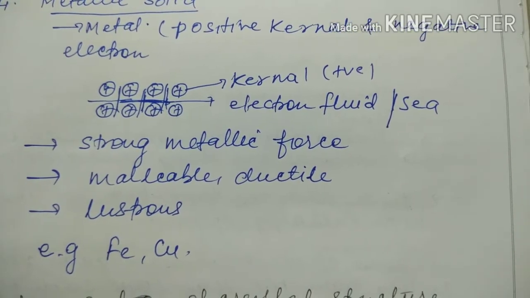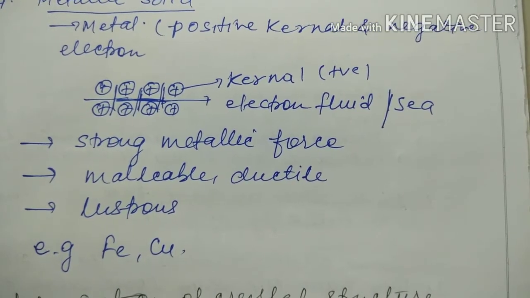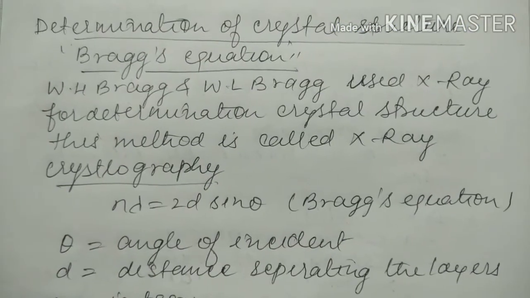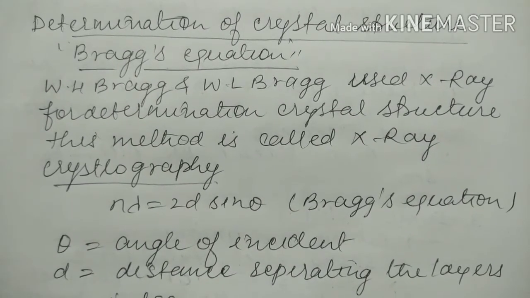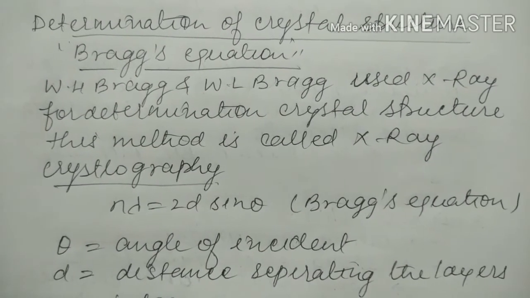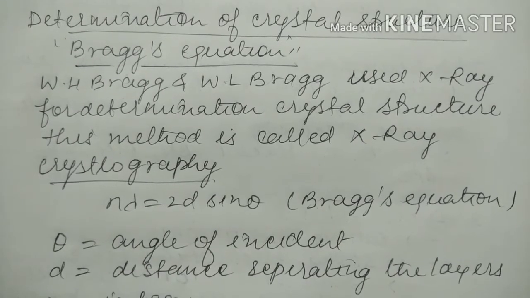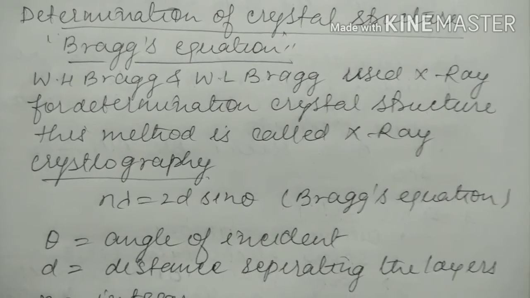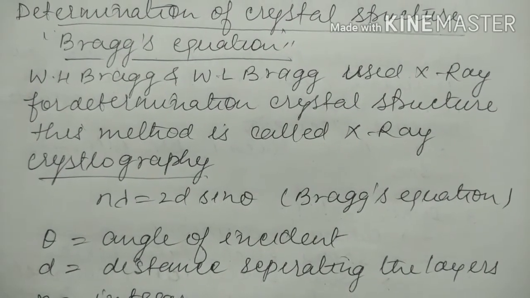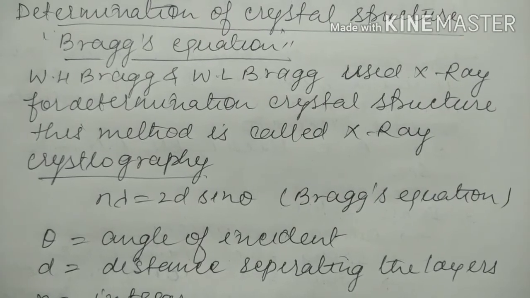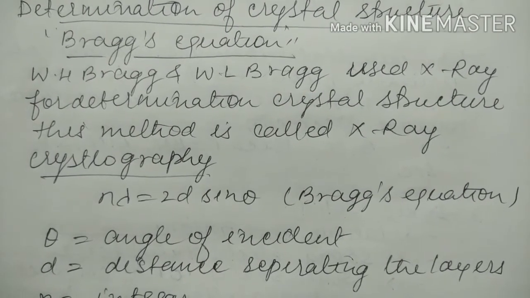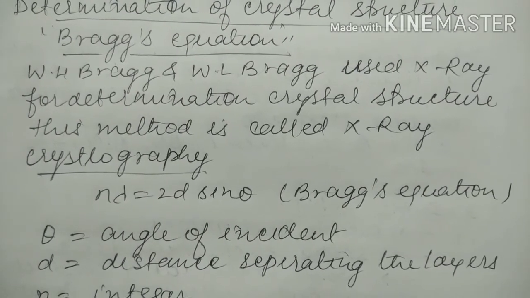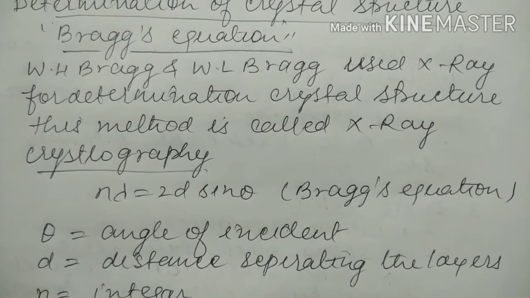After that we come to the next point: determination of crystal structure, or Bragg's law. W.H. Bragg and W.L. Bragg used X-rays for determination of crystal structure, and this method is called X-ray crystallography. They gave the equation nλ = 2d sinθ. This is Bragg's equation. Theta is the angle of incidence, d is the distance between the separating layers, and n is an integer.